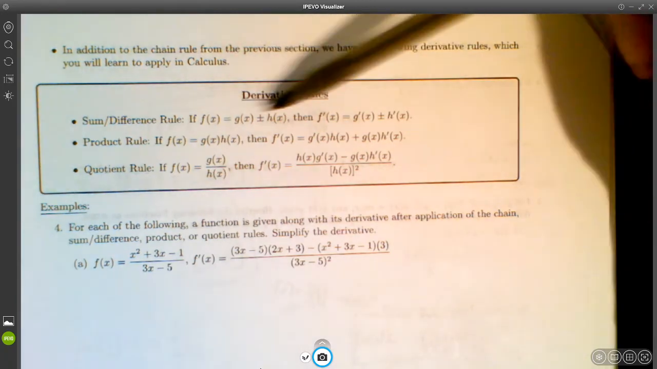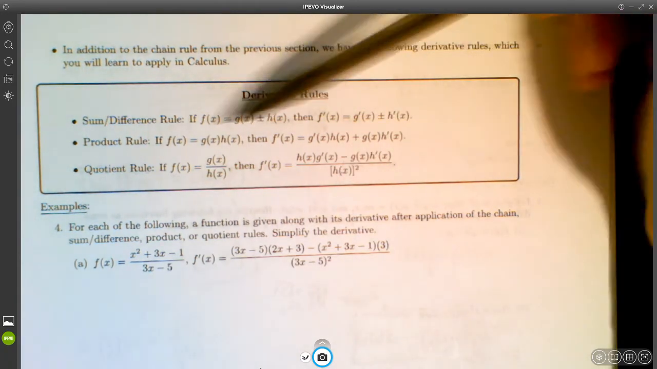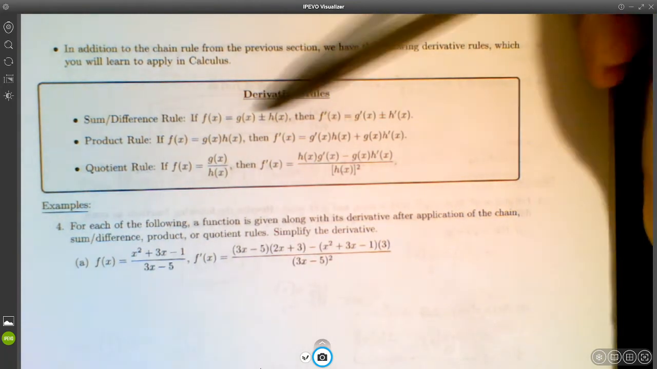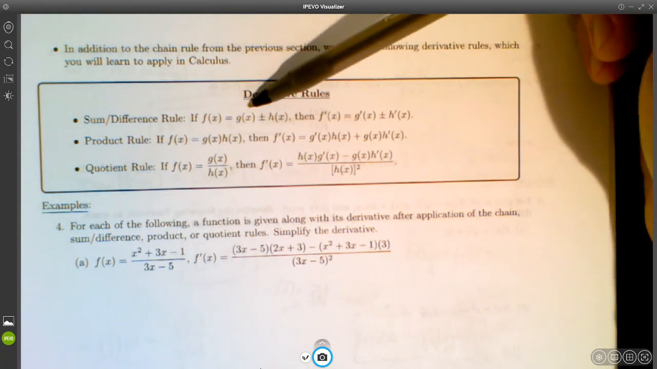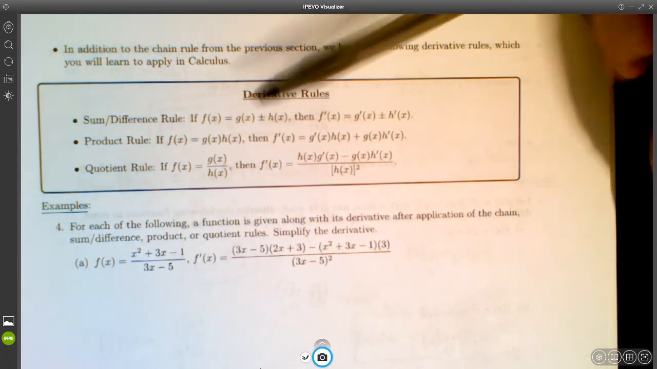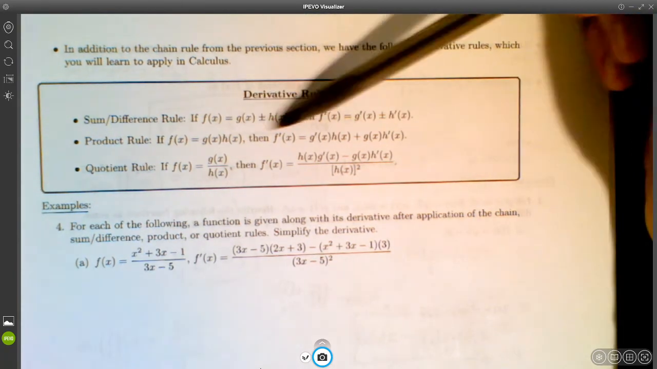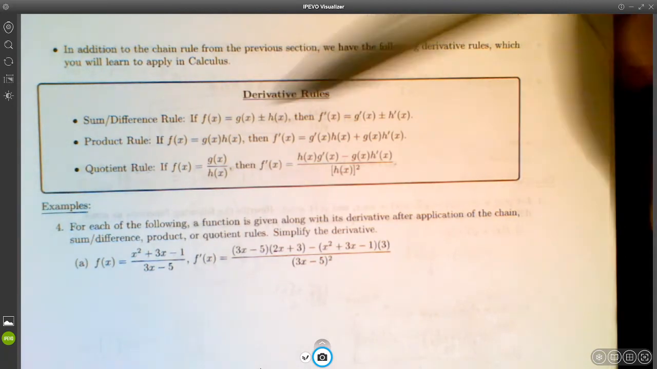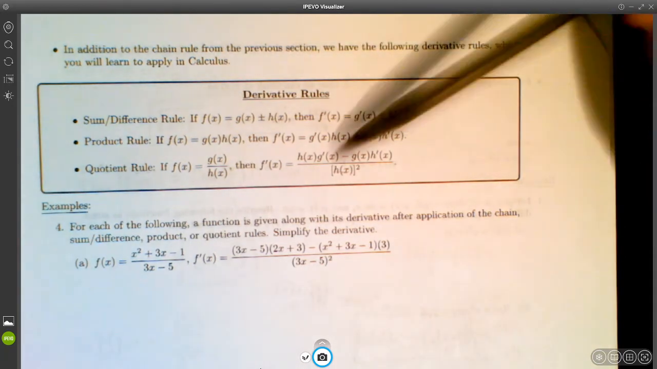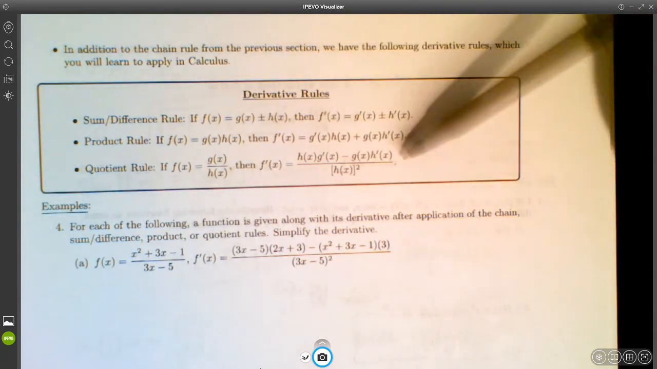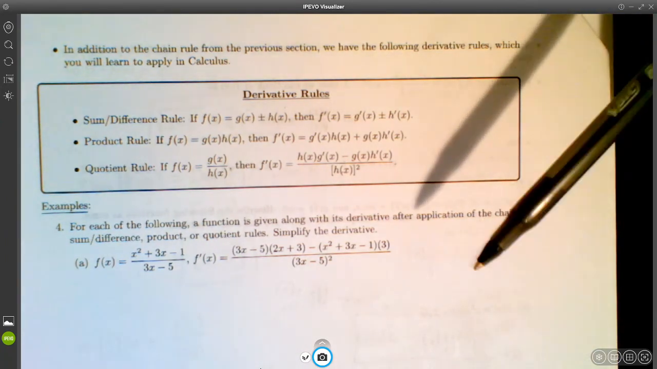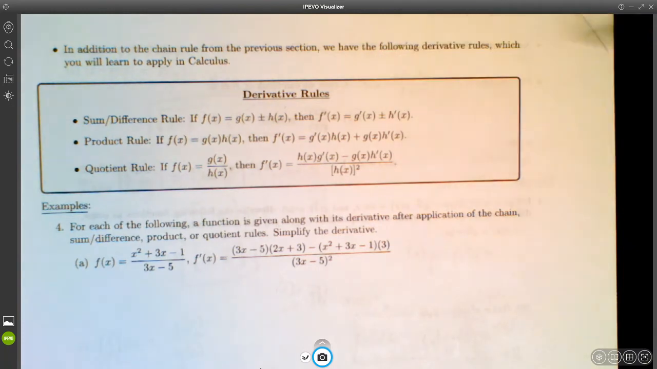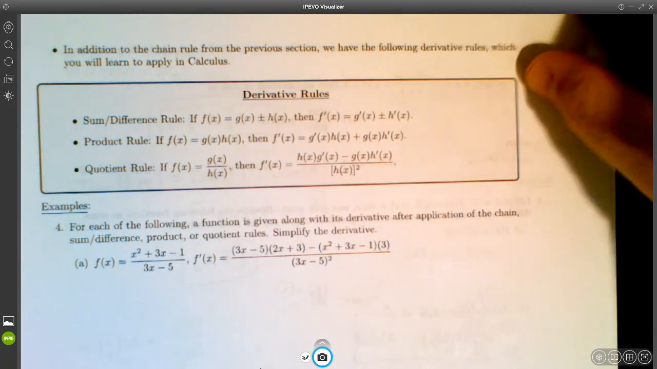But what I did want to do is just show you these rules so that you understand why I want you to develop the habit of seeing a function as a sum, product, difference, quotient, or composition of smaller functions, because you're going to have to be able to do that in order to apply these rules for taking derivatives of really complicated functions. And while we're on this topic, let's practice some algebra involved here, okay?